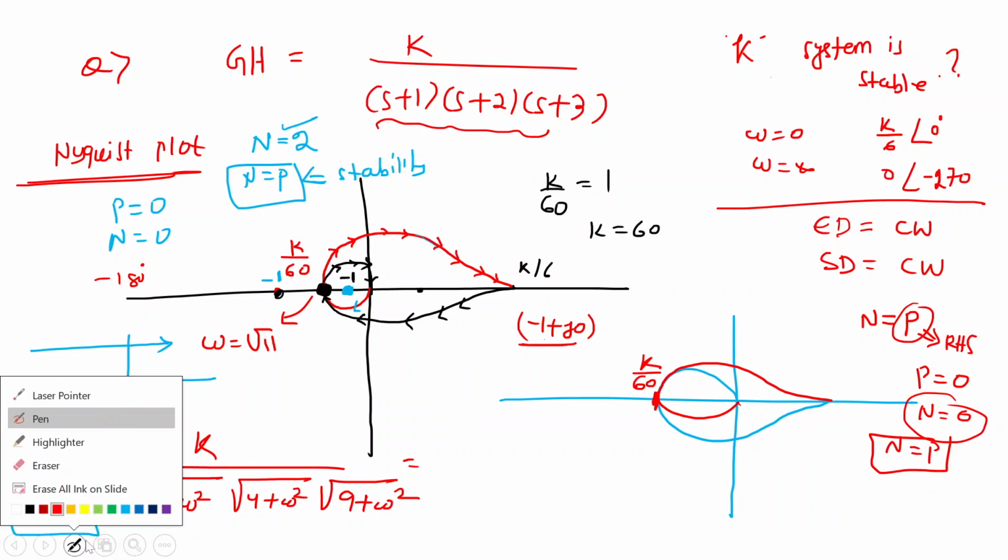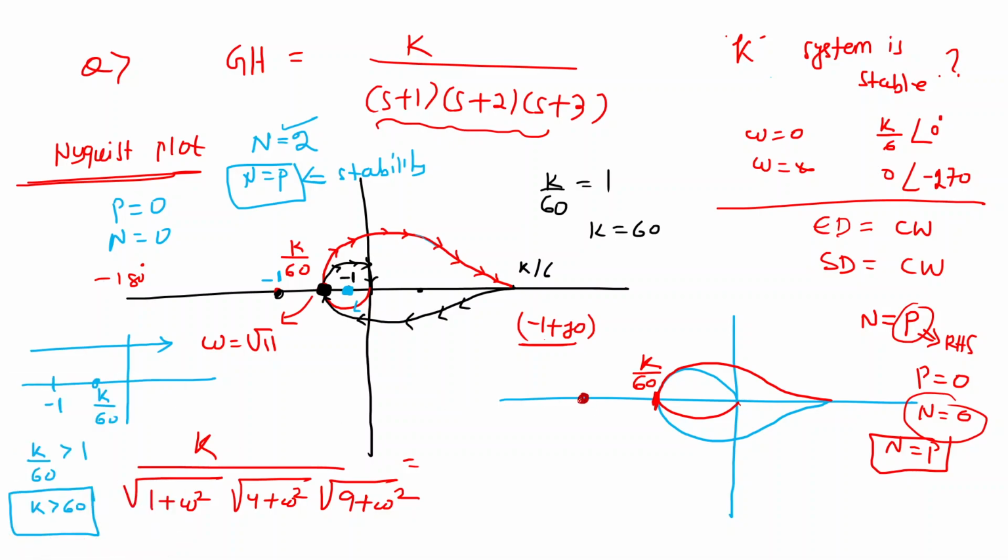So you have now three options. You can put your minus 1 plus j0 point either here, or on the left side, or inside, right? Inside or outside. If you put it inside, now you see the number of encirclements is 2. It is not satisfying our condition. It means definitely this minus 1 plus j0 point should be outside. Then only the number of encirclements about the critical point is 0. That's why this K by 60 value should be greater than the minus 1 point, that's why K greater than 60 for system stability.